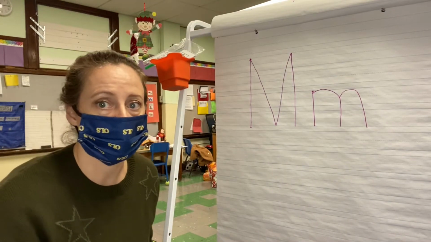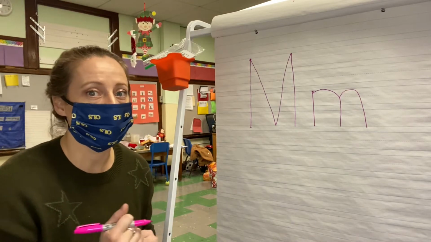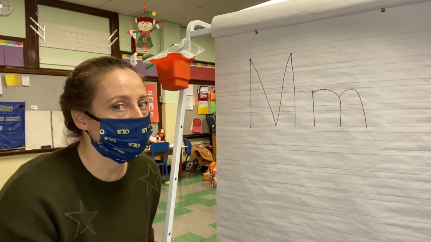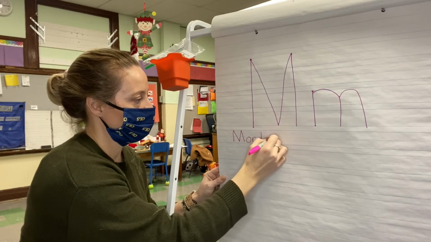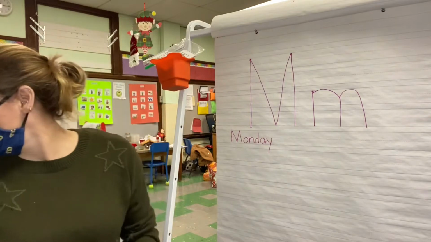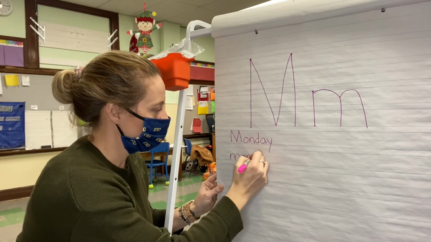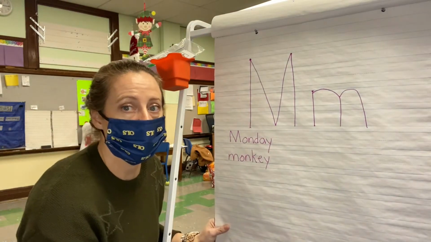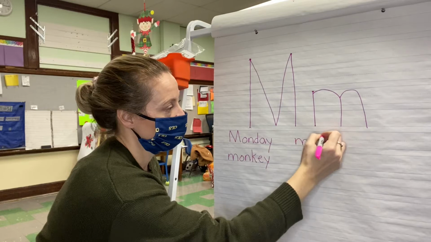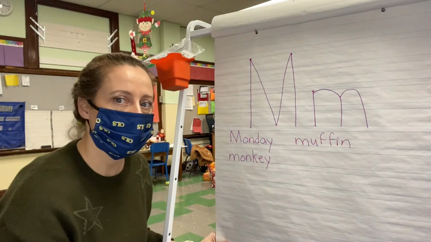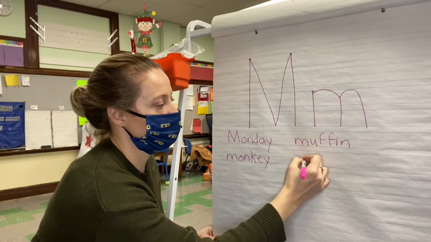Now let's think of some words that start with M. What would you tell me to write? It's not as much fun when we're not together, but shout them out. What day of the week is it? Monday. Who was in our book? Where'd he go? A little monkey? What did he want to eat for breakfast? A muffin? What did he drink? He had hot cocoa. What else? Milk.